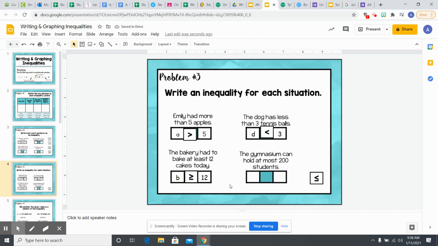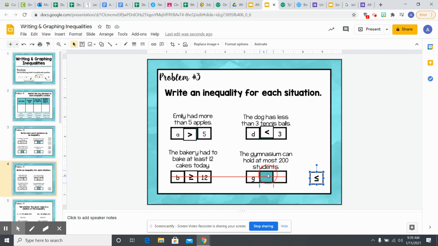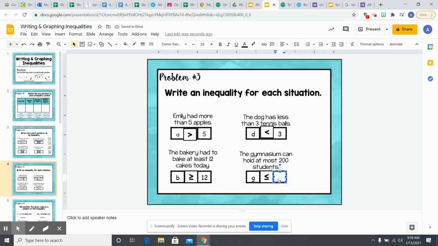All right, the gymnasium can hold at most 200 students. So let's use G for gymnasium. At most, so they can hold 200 students, but that's at the most. It can't hold any more than 200. So it can't be anything above 200. It has to be 200 or below, or less. So it's our less than or equal to sign, the tail end with the line underneath, and then 200.